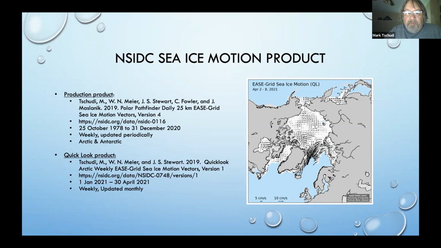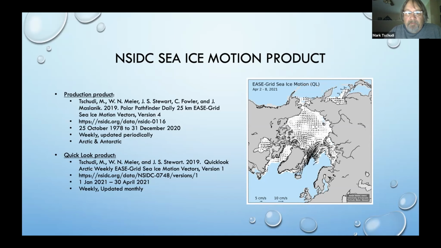And the motion products cover the Arctic and Antarctic. The Quick Look products are created more often. We post them about once a month, and so they cover from the end of the production products, so currently from the 1st of January of this year. At the moment they are through the 30th of April, and they are also weekly products and updated monthly.